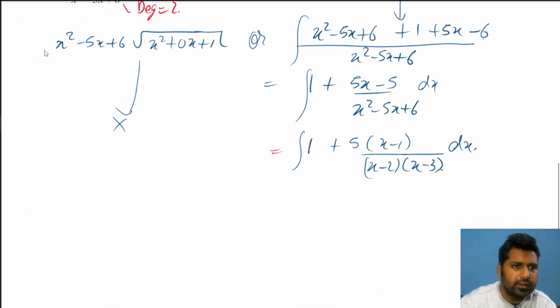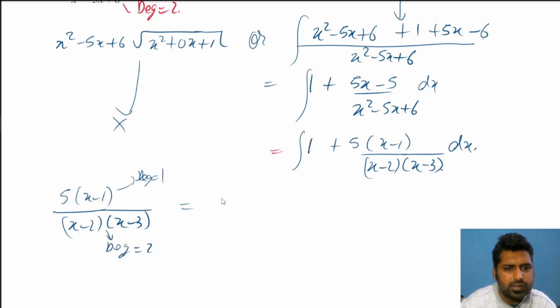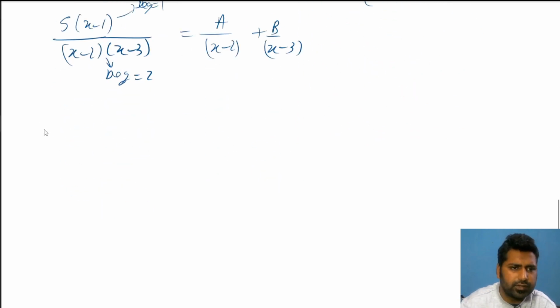So same thing here. Let's do partial fraction on this first of all: 5 bracket x minus 1 upon x minus 2, x minus 3. This time the numerator degree is 1 and the denominator degree is 2, so applicable? Yes. So I can rewrite this as a upon x minus 2 plus b upon x minus 3. And now I have to solve for a and b. So let's solve.